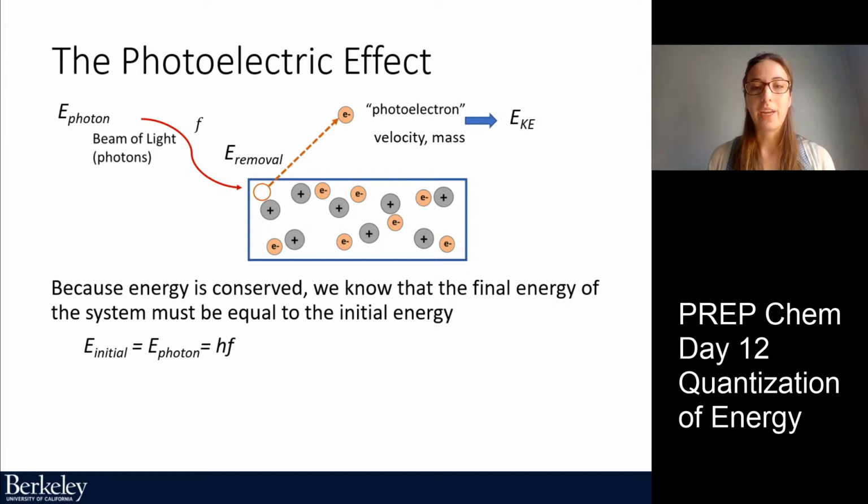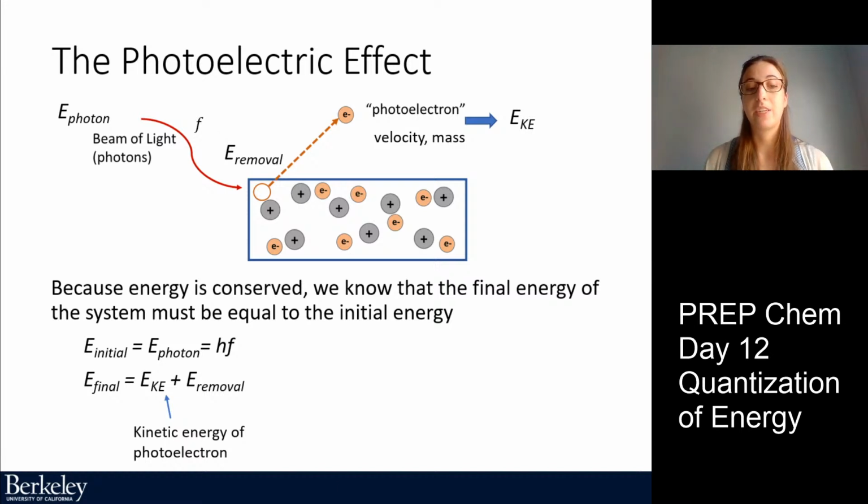However, it did also take some energy for us to remove the photoelectron from the metal in the first place. So there's also an energy associated with that. That means our final energy is the sum of the kinetic energy of the ejected photoelectron plus how much energy it took us to remove that electron from the metal in the first place.